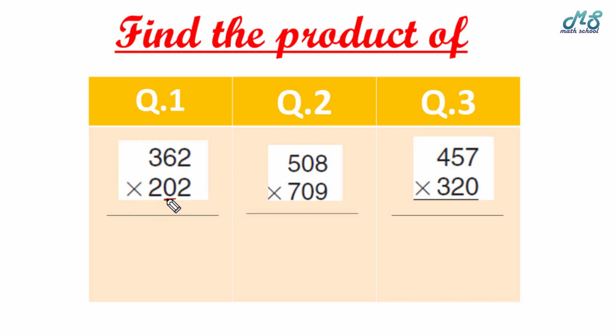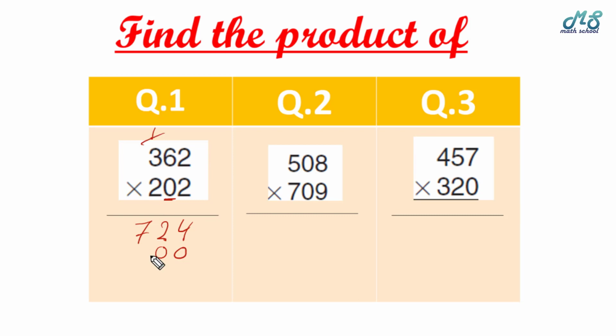We have 0 in the multiplier. We have two partial products. 2 times 2 equals 4. 2 times 6 equals 12. Write 2 and keep 1. 2 times 3 equals 6 plus 1 equals 7. Go to hundreds place, but don't forget to write 00 in ones and the tens place.